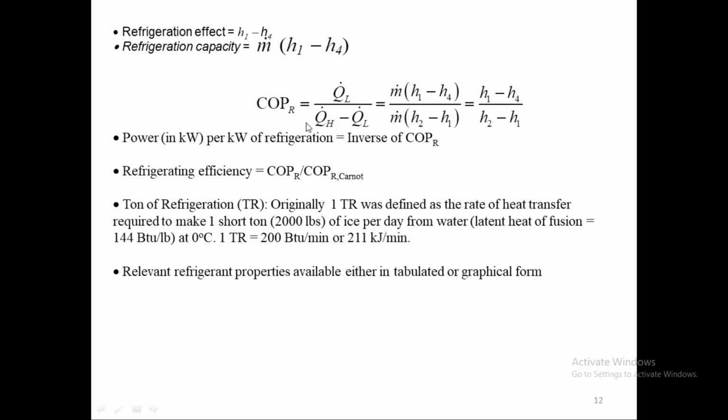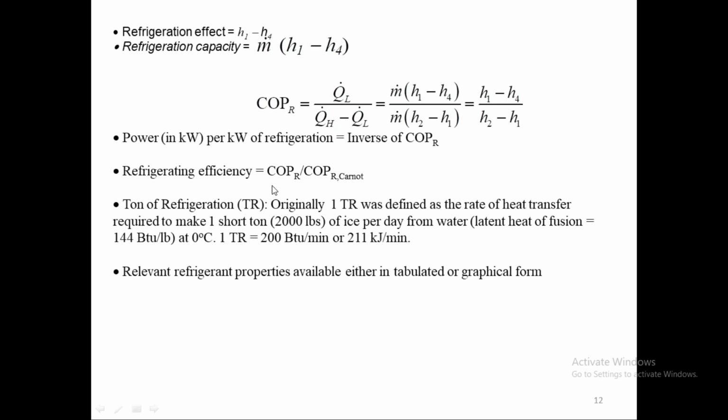And COPR for the refrigerator is the rate of heat transfer QL divided by the rate of heat transfer QH minus the rate of heat transfer QL. Because we say it's a steady flow process, the amount of mass flowing through the entire refrigerating circuit is the same, so m dot and m dot will cancel out, and we will have H1 minus H4 divided by H2 minus H1. The power in kilowatt per kilowatt of refrigeration is the inverse of COPR. This is just a formula, you have to remember it.